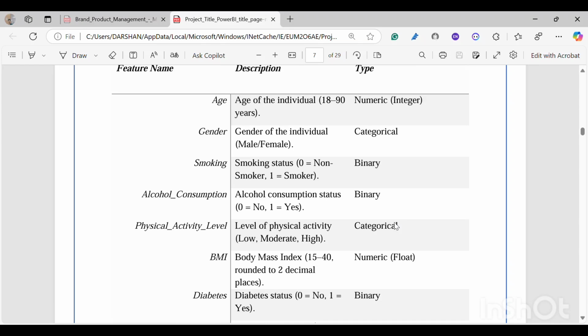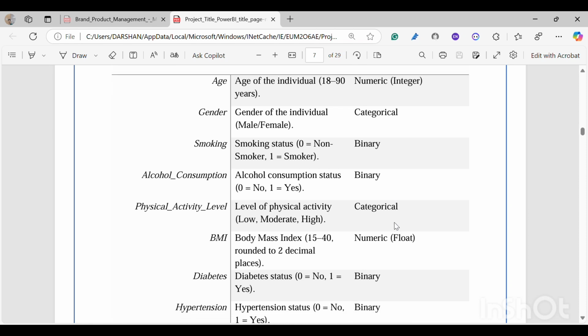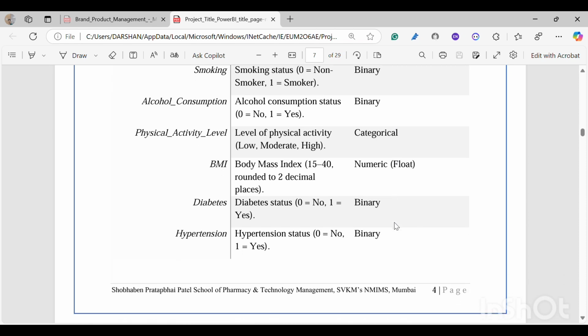You can see 0 means non-smoker and 1 means smoker. For easier interpretation, we use the 0 and 1. 0 is simply stating no, some individual is not smoking, and 1 is simply stating yes, he or she is a smoker. Same for the alcohol, same for the diabetes and hypertension also.